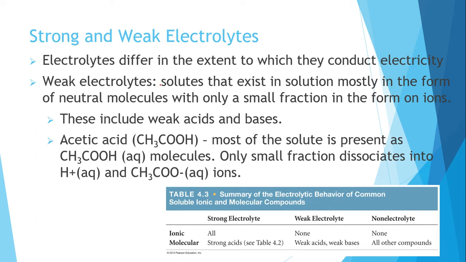For example, acetic acid. We know acetic acid, most of the solute is present as acetic molecules, but a small fraction of them do dissociate into H plus ions, and then these are acetate ions. So on this chart for a weak electrolyte, you're going to see that any weak acids and weak bases are going to count as being a weak electrolyte.